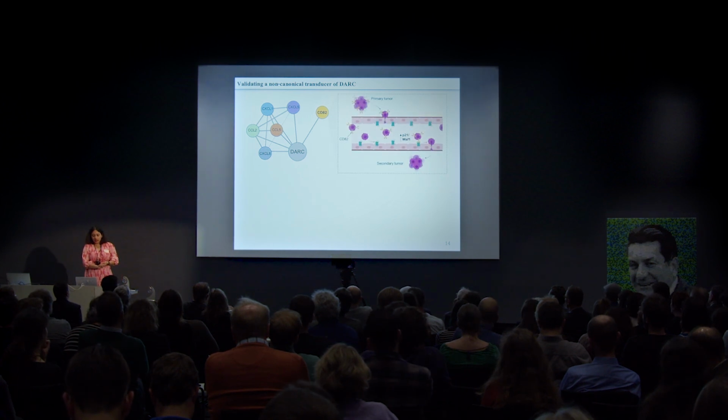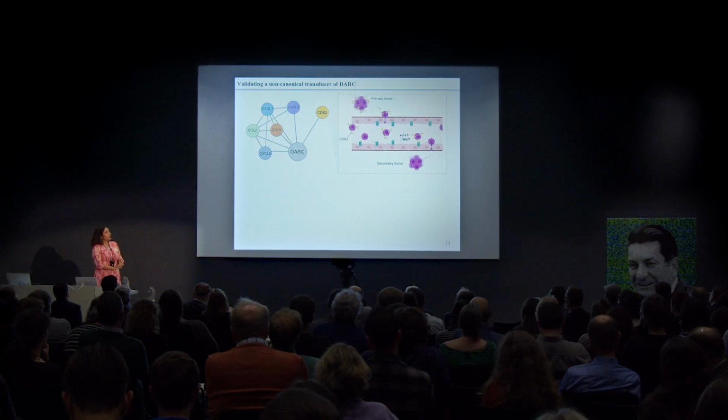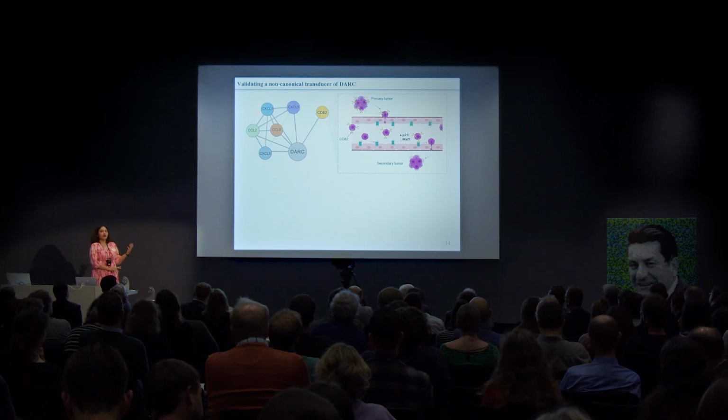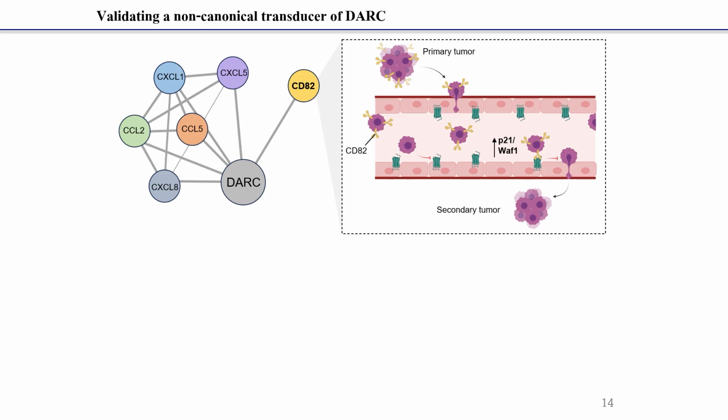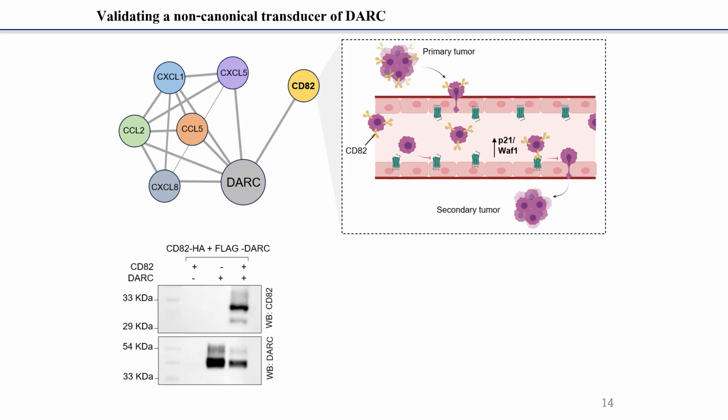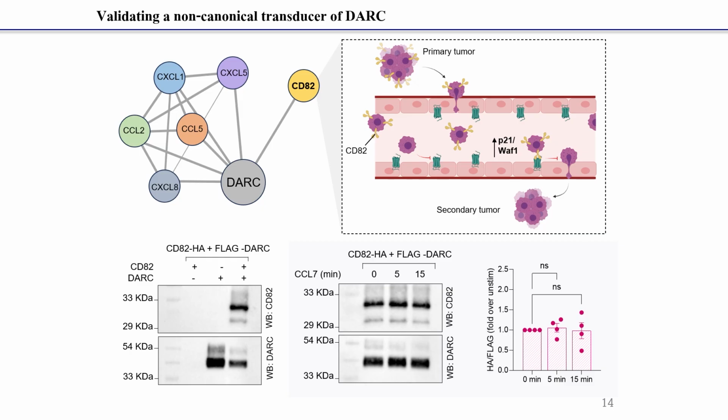So CD82 is expressed on the surface of primary tumor cells, and interaction of CD82 with DARC expressed on the surface of endothelial cells inhibits extravasation of these tumor cells and also upregulates p21-mediated senescence in these cells. So we wanted to confirm the interaction of DARC and CD82 using our assay system and observe that indeed, if we co-express CD82 and DARC and pull down DARC, then we get a co-immunoprecipitation of CD82 as well. And this interaction is unaltered upon stimulation with CCL7.